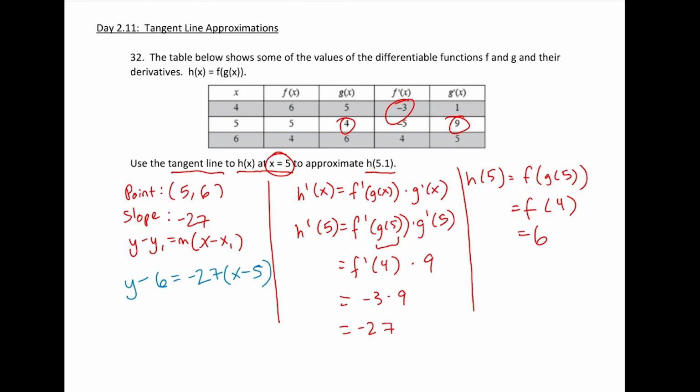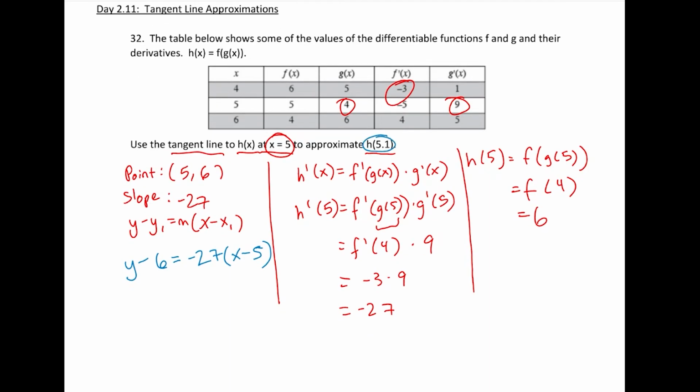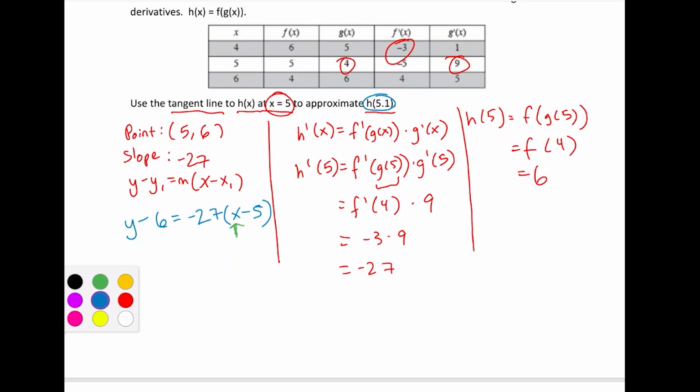And so this is the line we're going to use to approximate h of 5.1. We don't have enough information to really evaluate that directly, but we can use this tangent line to get a very close approximation. So we're going to take that 5.1 and substitute it right here into our tangent line. So we've got y minus 6 equals negative 27 times 5.1 minus 5. So 5.1 minus 5 is going to be 0.1.